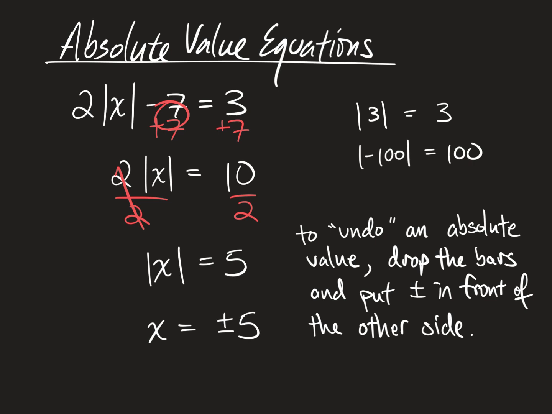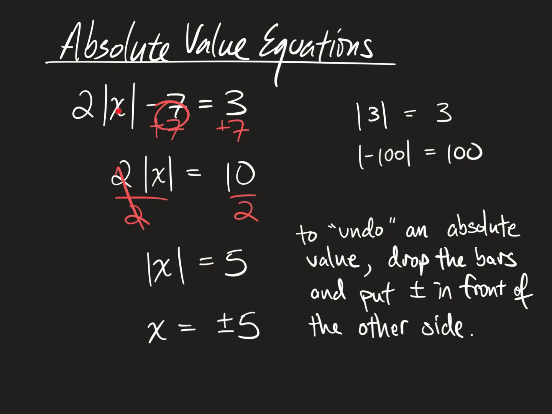So in order to work through this and other equations, to undo an absolute value, you can drop the bars. I call these absolute value bars. You'll notice that in the next step, they're gone. So you have to do that and put plus or minus in front of the other side. That other side would have been 5, so put plus or minus in front of it. And you can go back and do a check with these too. You can visually check it.